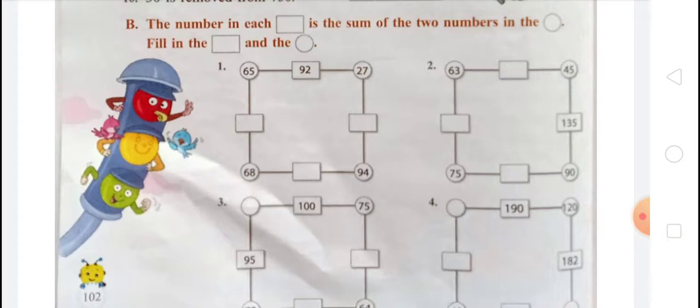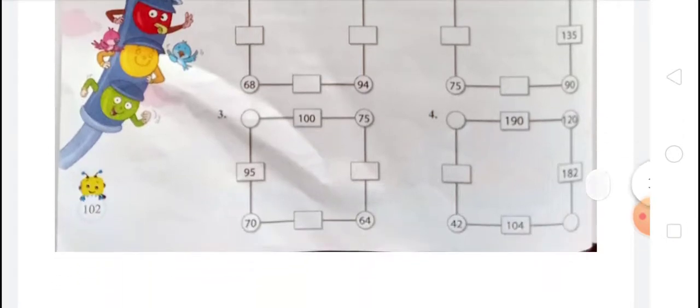75 and 90, there will be 165. Question number 3. There is no number in the circle, so we have to subtract 100 minus 75. There will be 25.